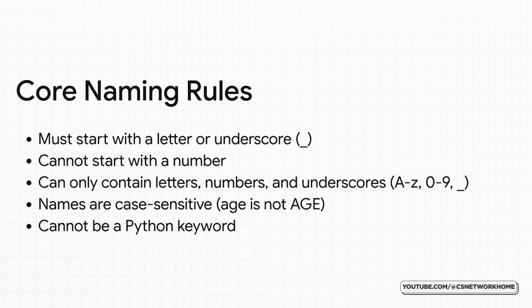First, your variable name has to start with a letter or an underscore, never ever a number. Why? Well, Python would get confused and think you're typing a value instead of a name. Next, you can only use letters, numbers, and underscores. No hyphens, no spaces, no special characters. A really big one to remember is that Python is case sensitive, so a variable named age with a lowercase a is completely different from age in all caps. And finally, you can't use a name that's already a special keyword in Python. Words like if, for, or print are already taken.